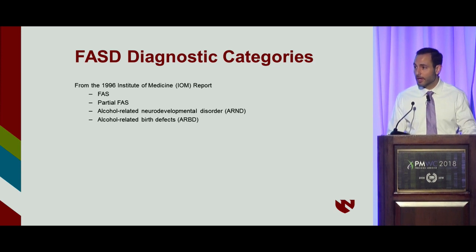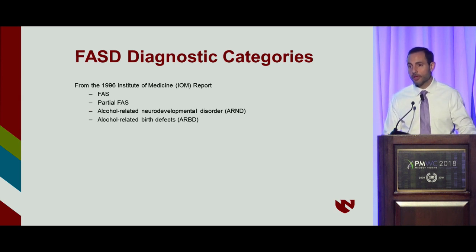So we have full FAS, which requires all of those features I talked about earlier, but there's also partial FAS, where you have some but not all of the physical findings. And then 2 other categories, alcohol-related neurodevelopmental disorder and alcohol-related birth defects. Alcohol-related birth defects really are just a series of anomalies that we know are more common to present with individuals who've been exposed to alcohol. For example, we know the heart, the kidney, the vertebra are more sensitive to effects from alcohol.